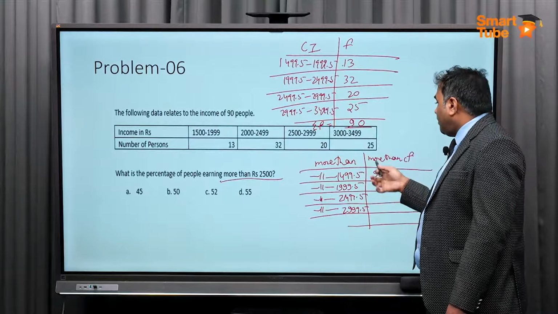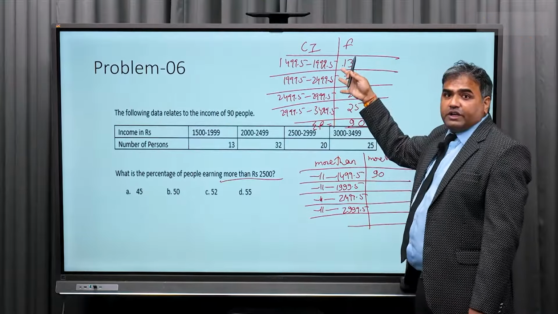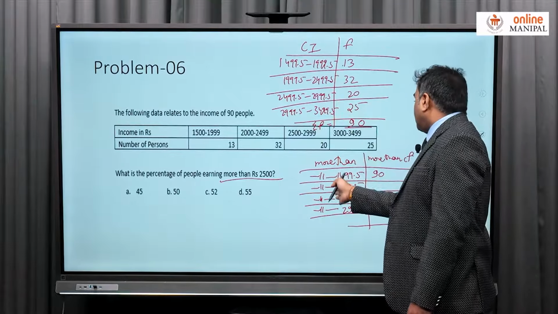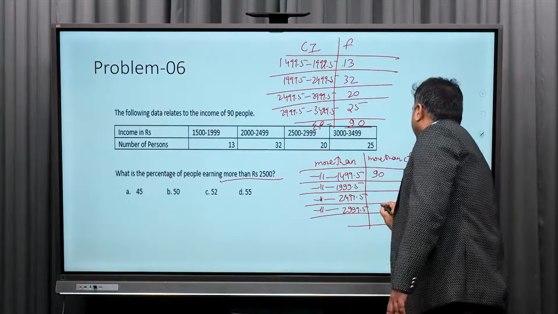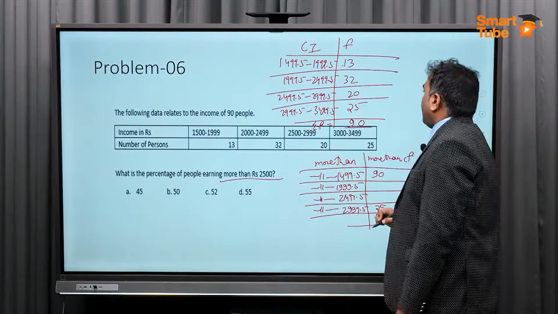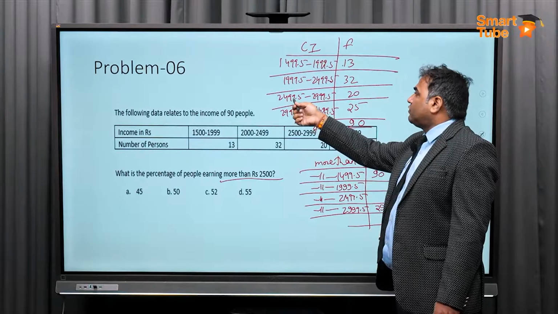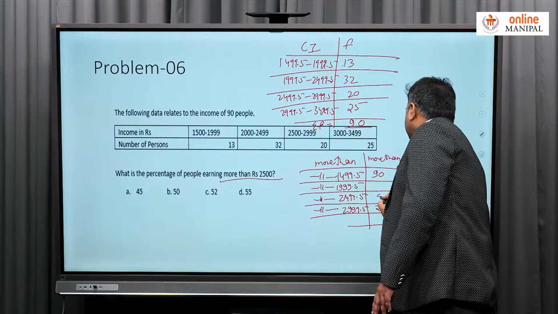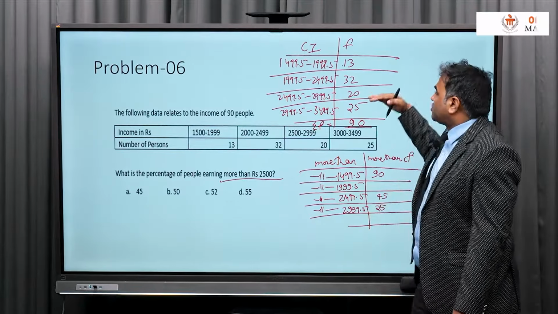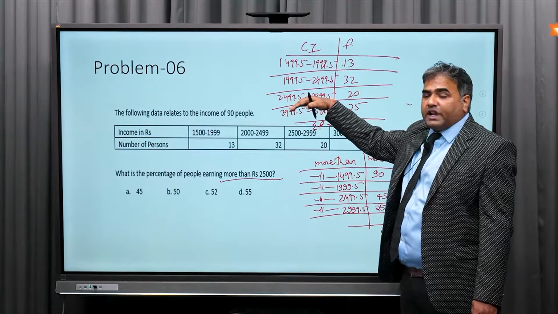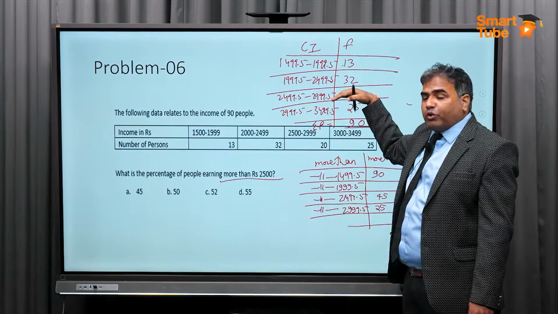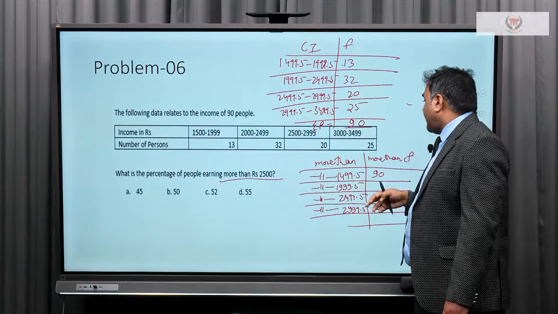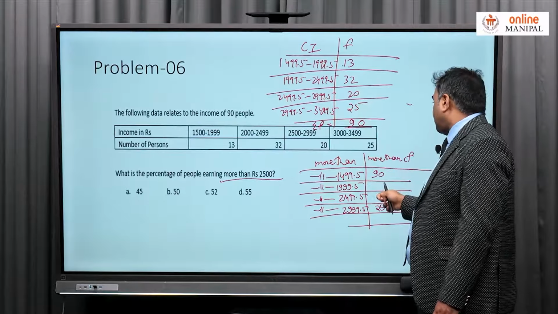Okay, done. So how will you convert this normal class interval into more than cumulative frequency? Just start from down. The more than 2999.5 is 25 values. So write down 25. Okay. How many values are more than 2499.5? That would be 20 plus 25. Basic maths. Okay. I hope you are understanding, because 20 are between 2499.5 and 2999.5 and 25 are above this. So more than 2499.5 would be 20 plus 25, that would be 45.